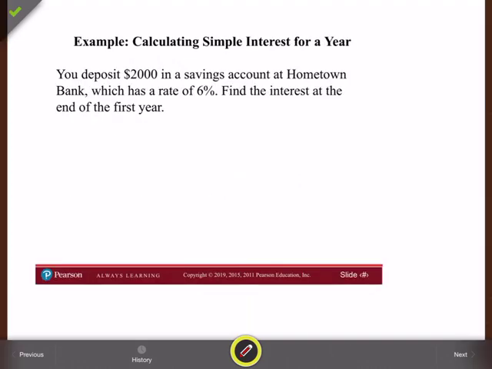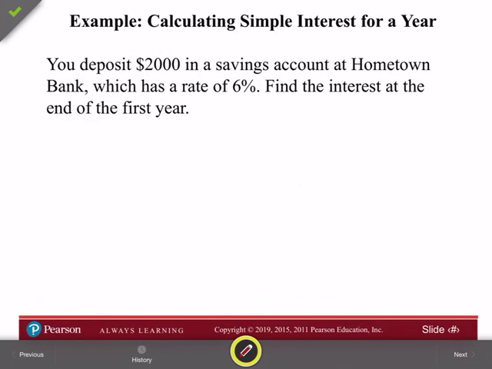An example here, we have you deposit $2,000 in a savings account at Hometown Bank, which has a rate of 6%. Find the interest at the end of the first year. Now, the example specifies simple interest, but we can't always assume. Sometimes interest is simple interest, which means that you're only earning interest on the principal.